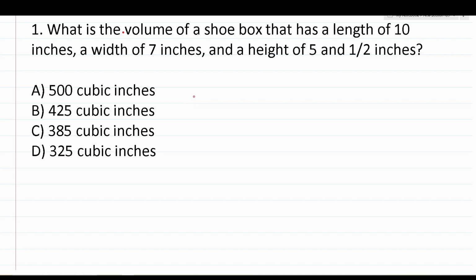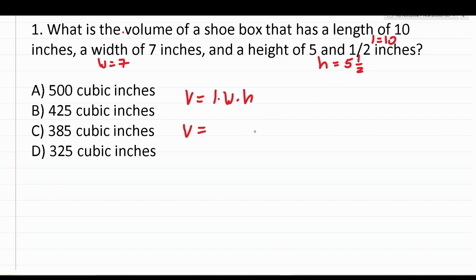So the first thing you have to realize in order to answer this question is that a shoebox is a rectangular prism. And to find the volume of a rectangular prism, we use this formula: volume equals length times width times height. Of course, we were given all those values in this problem. We were told specifically that our prism has a length of 10, so L is 10, a width of 7, so W is 7, and a height of 5.5, so H is 5.5.